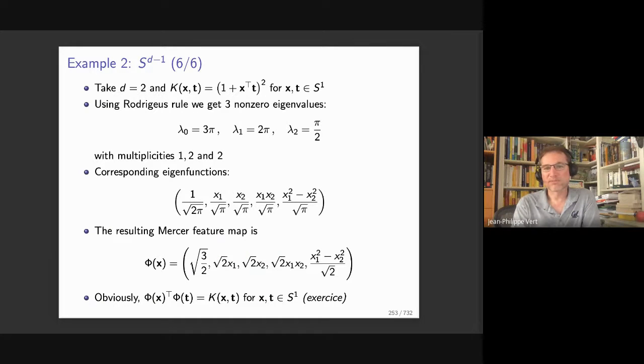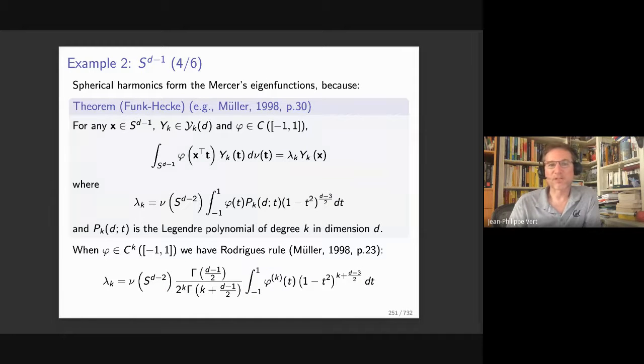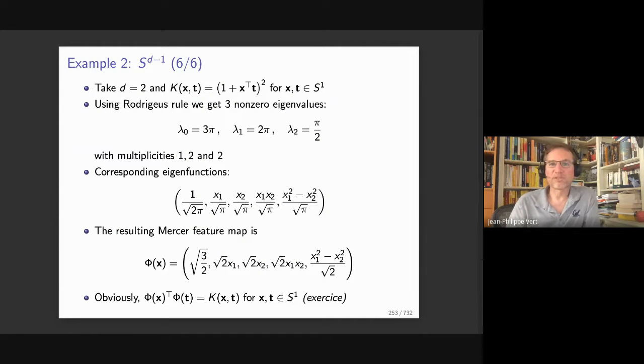If you want to spend a bit of time to make sure you've understood, maybe you can try to write down by hand one example, which is the kernel k of x, t equal to (1 plus x transpose t) squared, just in 2D, meaning on the circle. Then you can explicitly use this formula. Check what it gives in terms of Legendre polynomials. You can use the Rodrigues rule that gives you lambda k as a function of phi.